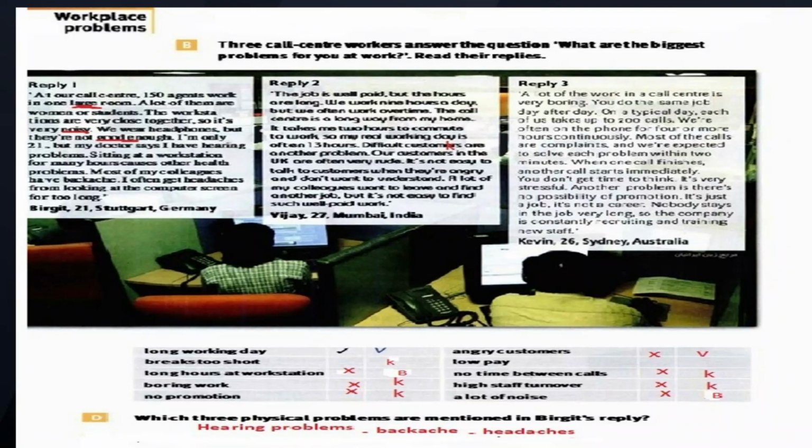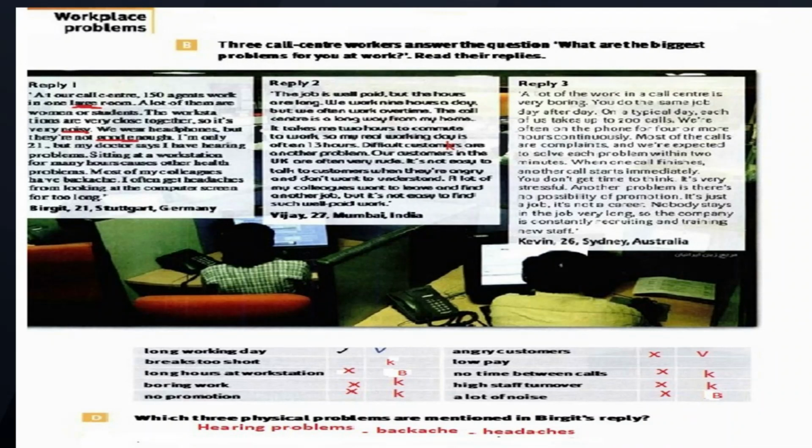When one call finishes, another call starts immediately. You don't get time to think. It's very stressful. Another problem is there is no possibility of promotion. It is just a job, it's not a career. Nobody stays in the job very long, so the company is constantly recruiting and training new staff. Kevin, 26, Sydney, Australia.